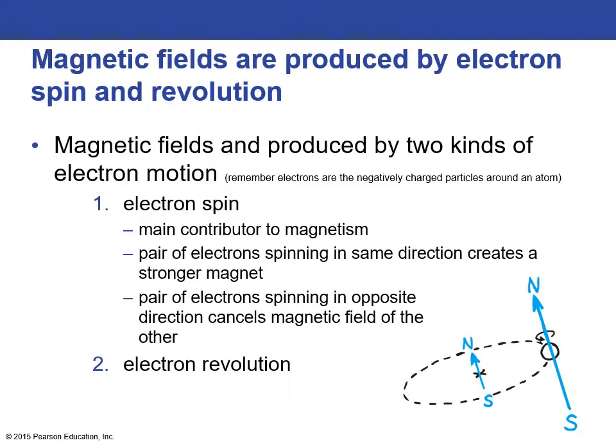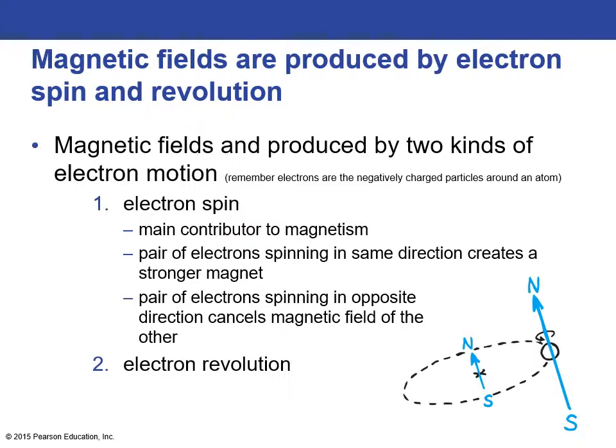Magnetic fields are produced by two things. They're produced by electron spin, the electron spinning around on its own axis, and electron revolution, the electron spinning around in a circle, so around the nucleus. So magnetic fields, again, are produced by two kinds of electron motion, electron spin and electron revolution.